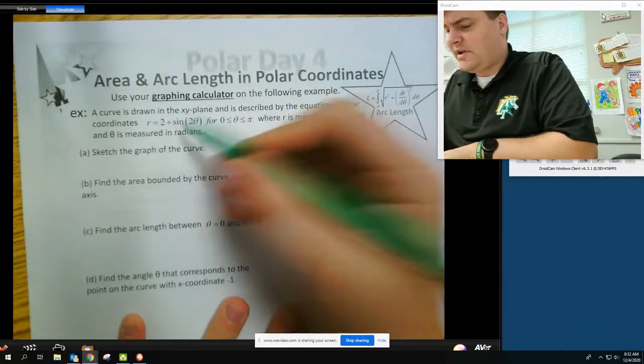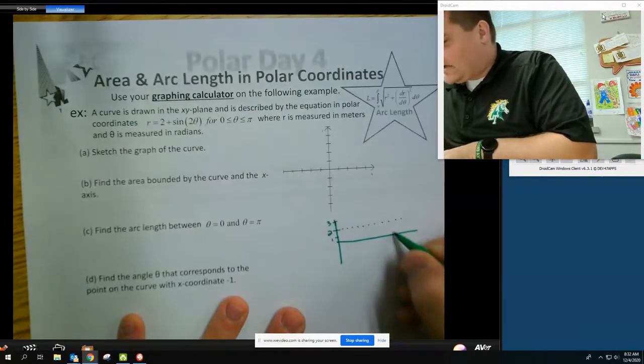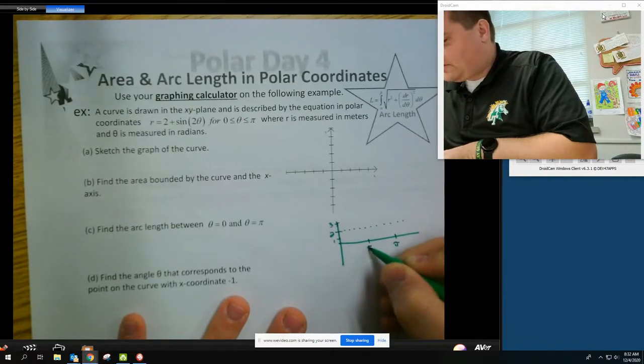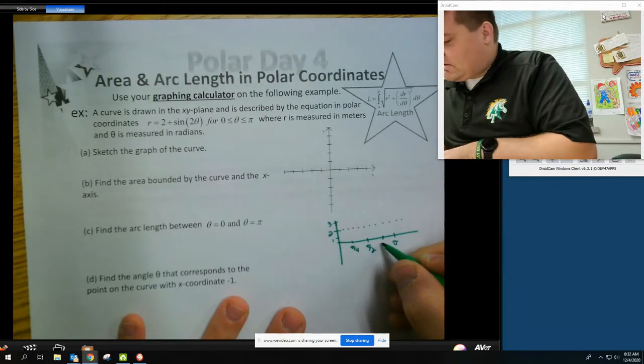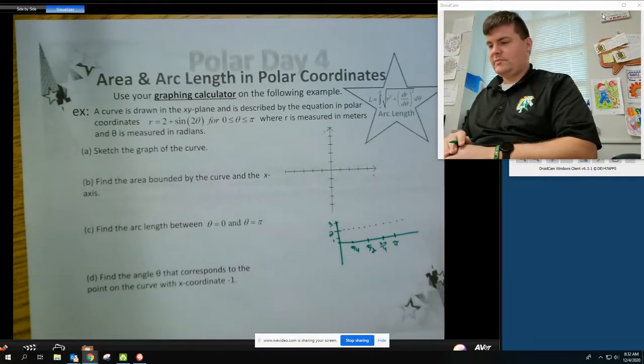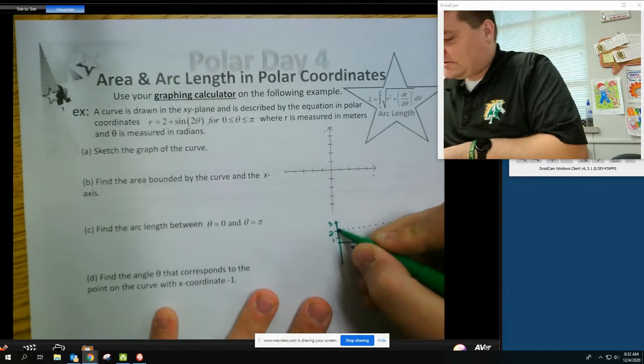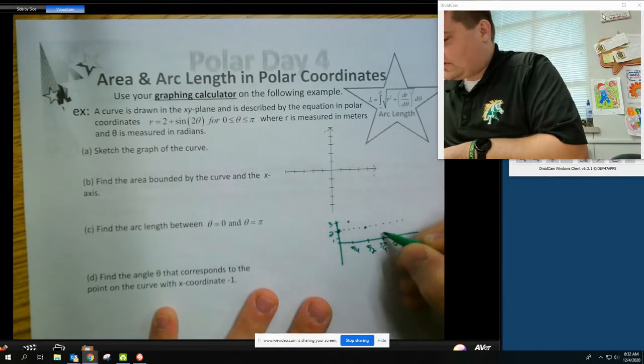So sine 2 theta, that period is going to bring me out here to pi. So we're going to get pi over 2. We're going to get pi over 4. And this is going to be 3 pi over 4. Okay, so it's going to look something like this here, here, here, here, and here.